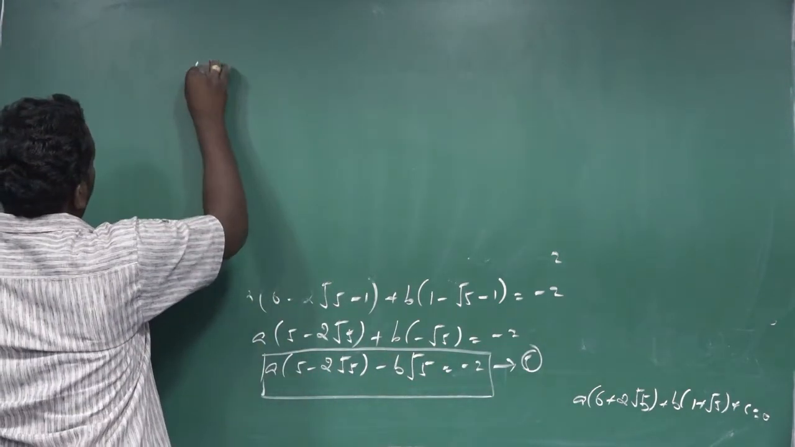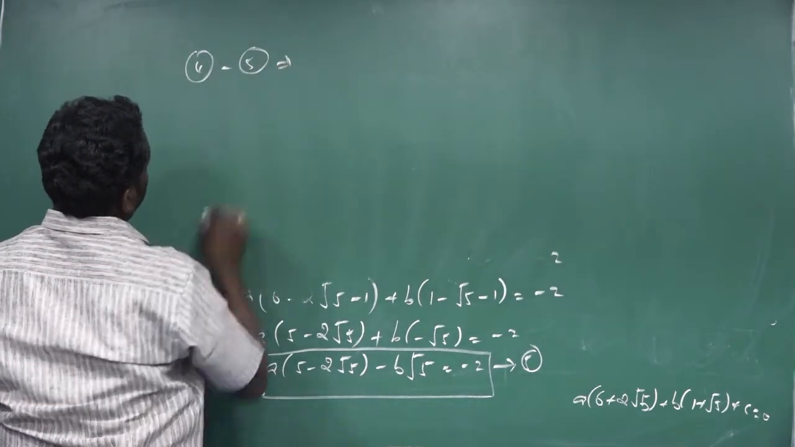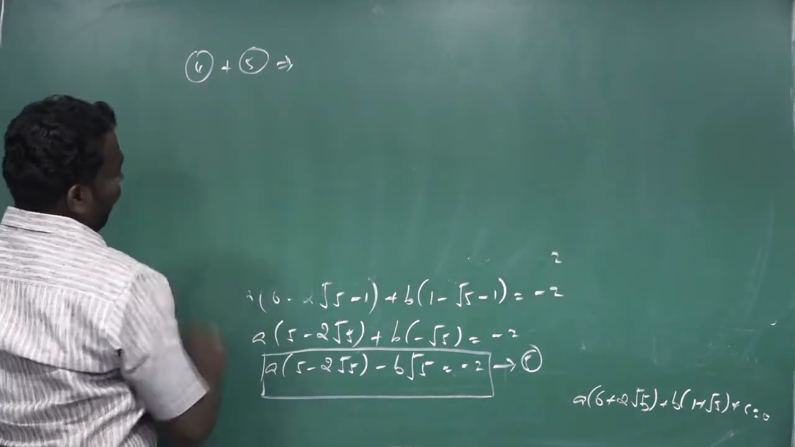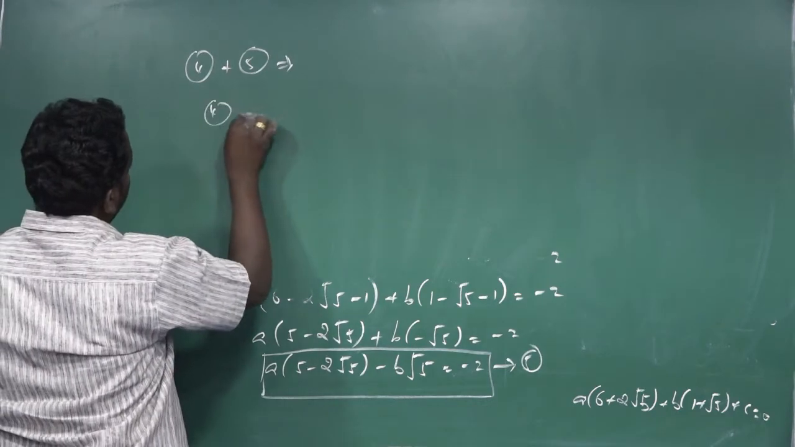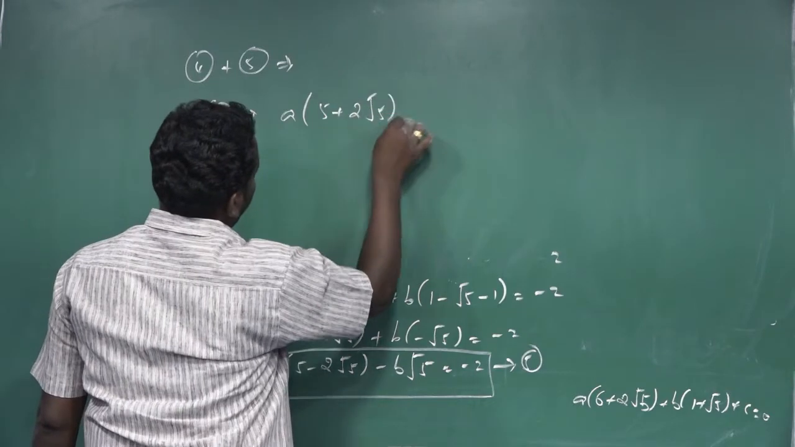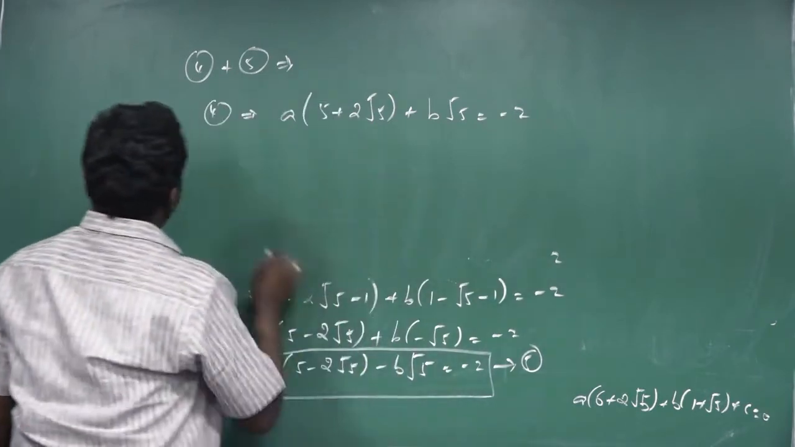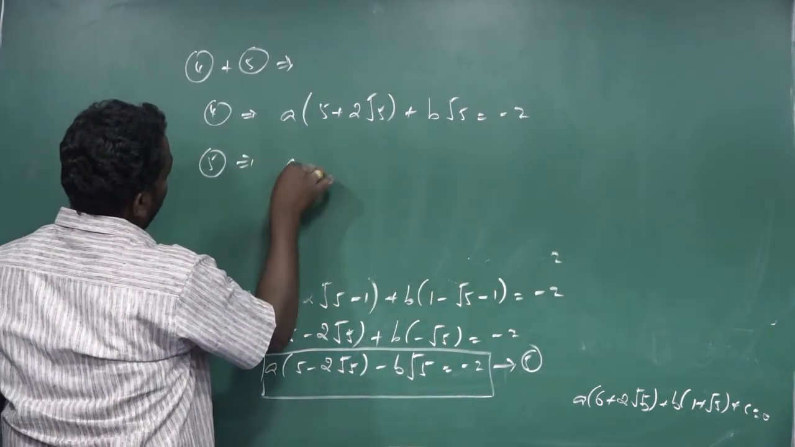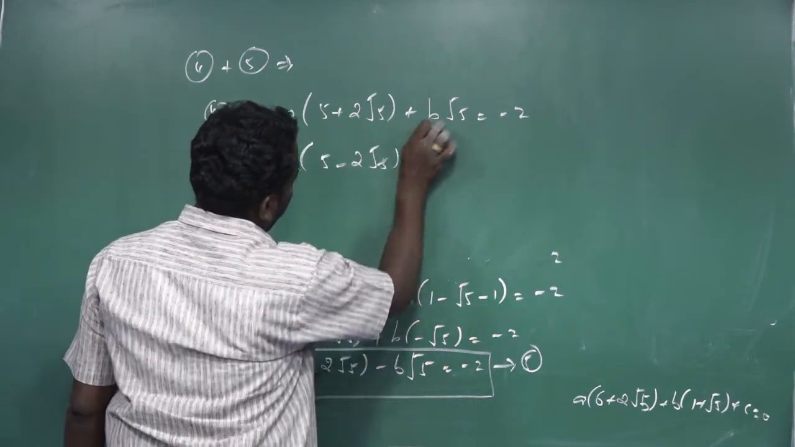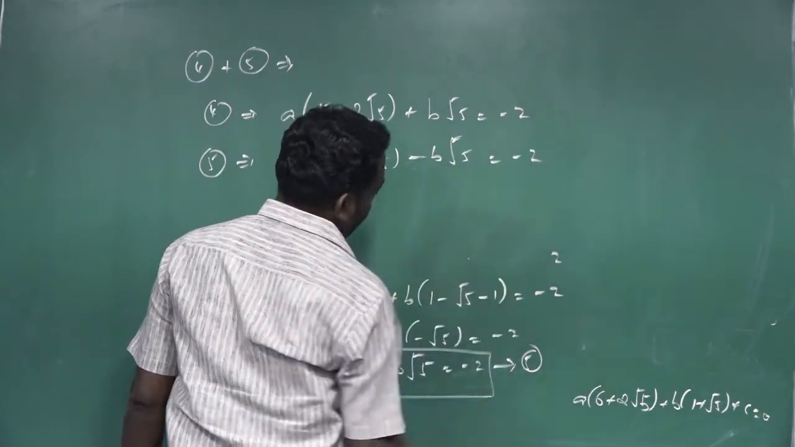Now, next the fourth equation and the fifth equation: adding the fourth equation and the fifth equation. Fourth equation: a(5 + 2√5) + b√5 = -2. Then the fifth equation: a(5 - 2√5) - b√5 = -2.